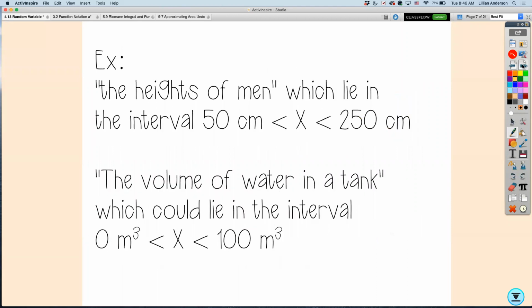The heights of men are an example of continuous, which can lie in an interval between 50 centimeters and 250 centimeters. Again, X represents that continuous random variable over that range of values. Or the volume of water in a tank. Again, that's continuous because it can be measured, anywhere between 0 meters cubed, which would represent an empty container, up to 100 meters cubed, which would probably represent a full container, okay? Just making sure that you can see how the random variable X can be represented either discretely or continuously.